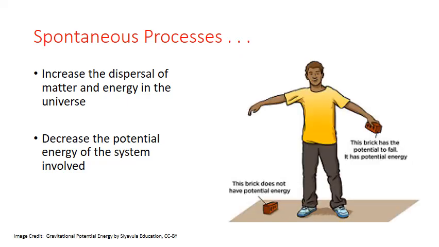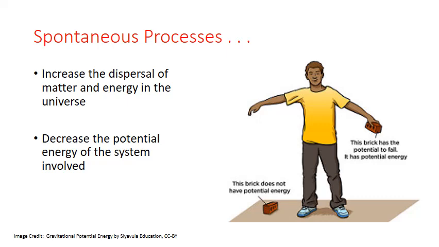Here's a simple example. You know that a brick being held at a height above the ground has potential energy because of the force of gravity acting upon it. If you stop holding the brick up, it will spontaneously fall. And while falling, its gravitational potential energy is converted into kinetic energy. So the spontaneous process of falling decreases the potential energy of the brick.